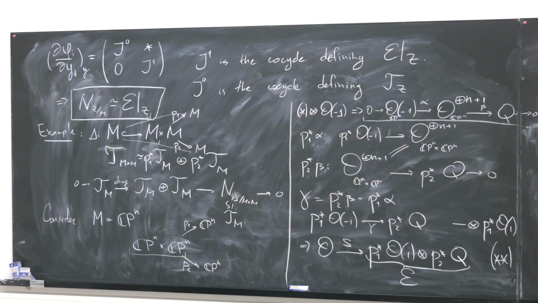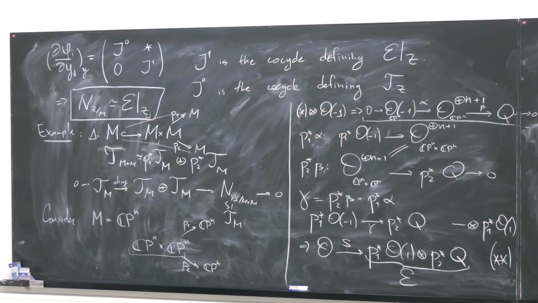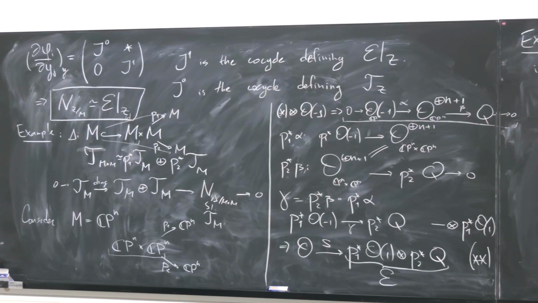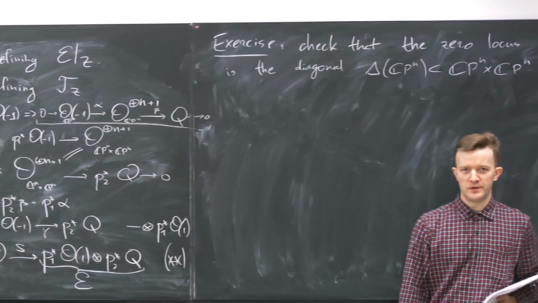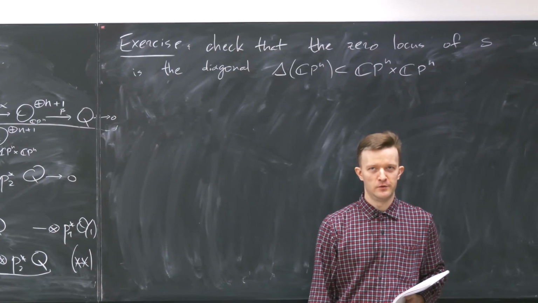So is it clear, or are there any questions? I don't say that it is obvious that the zero locus is the diagonal, but it's easy to check really, so you can try to do it.